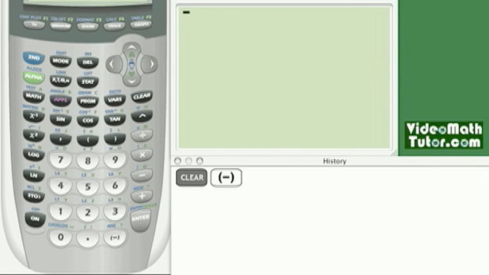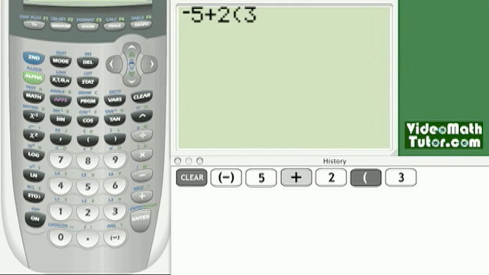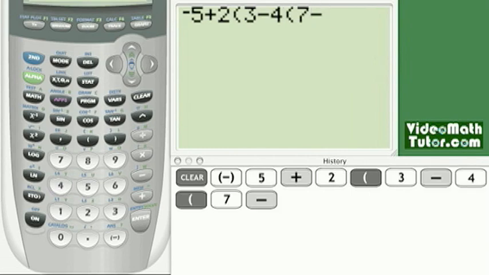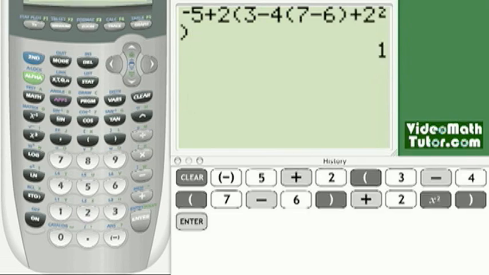Clear. -5 plus 2, open parentheses, 3 minus 4, open parentheses again, 7 minus 6, close parentheses, plus 2, press the square key, close parentheses, and finally enter. And the answer is 1.